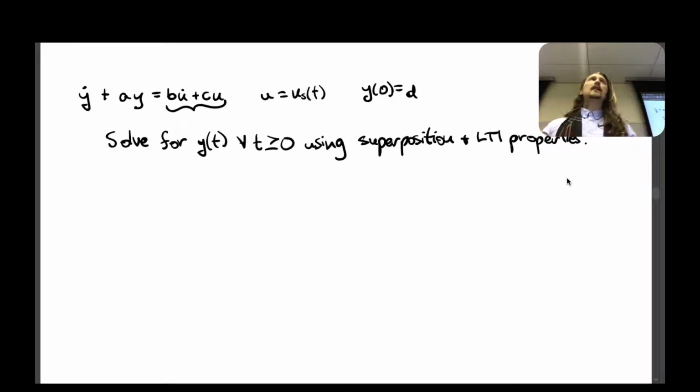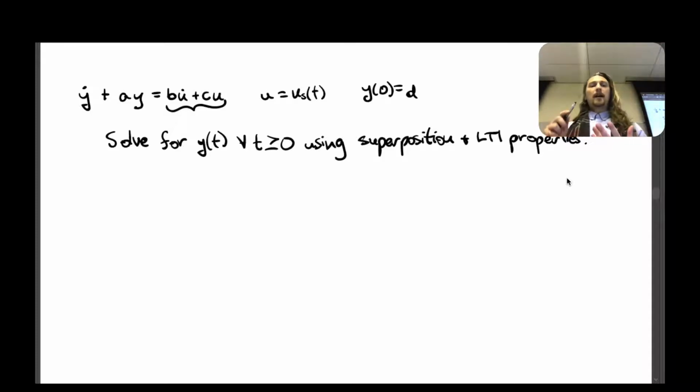Okay. Similarly, if you add one input, say u1 that you got y1 from, and another input, which we'll call u2, and you got y2 out, then if you wanted to know what happens if you put both inputs in at the same time, add them together, u1 plus u2, then what you would get out is actually just y1 plus y2. So that's the principle of superposition.